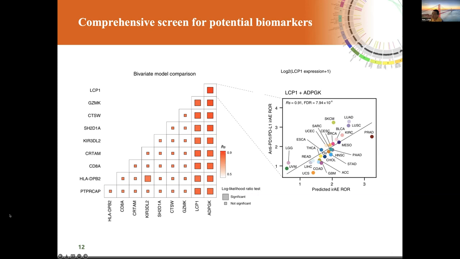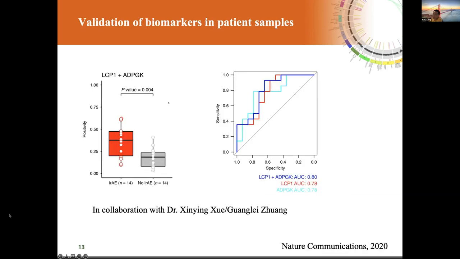And we also got some samples with the RE or without the RE. Again, these samples are very difficult to get. So we obtained 28 samples together, 14 patients with the RE, 14 patients without the RE. And you can see that antibody staining definitely shows that LCP1 and ADPGK show high expression in the patients with the RE.